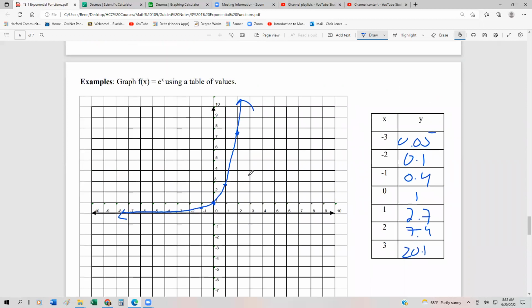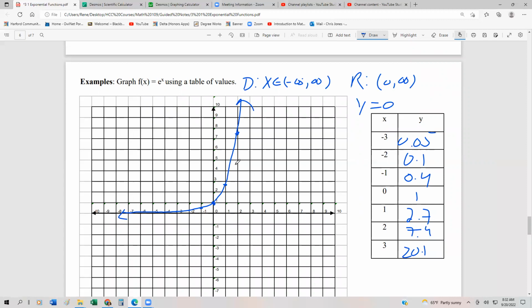If we wanted to find the domain, not that I asked you for it, the domain is all real numbers, so that would be from -infinity to +infinity. If I were to ask for the range, that would be from 0 to infinity, as we can clearly see it's approaching 0 as x goes towards -infinity. And then finally, for the asymptote, y equals 0 for this.